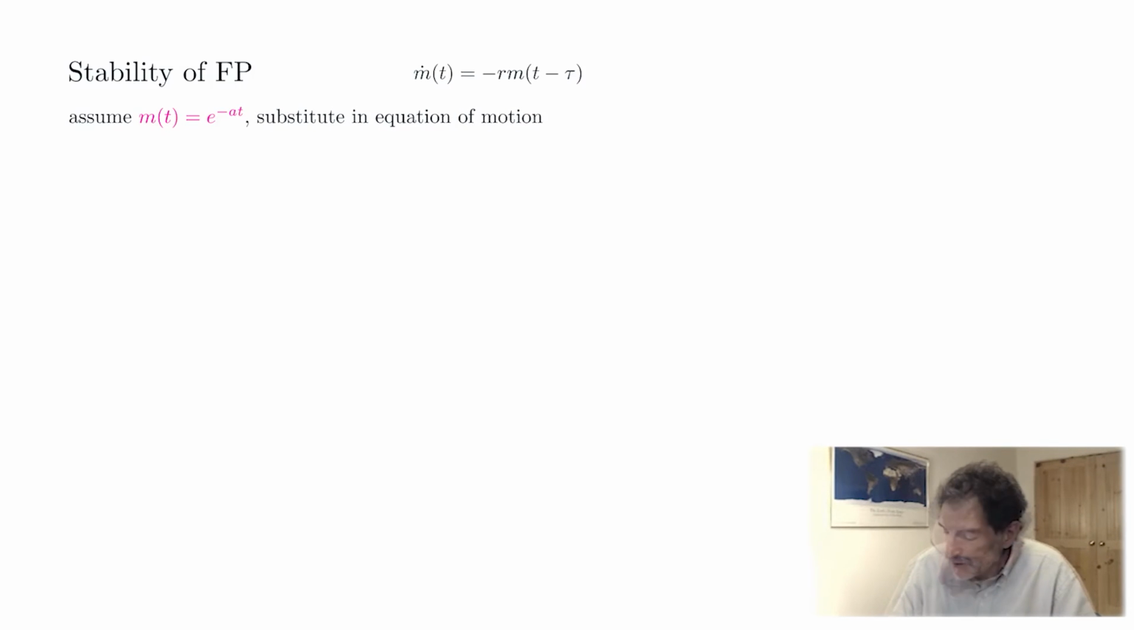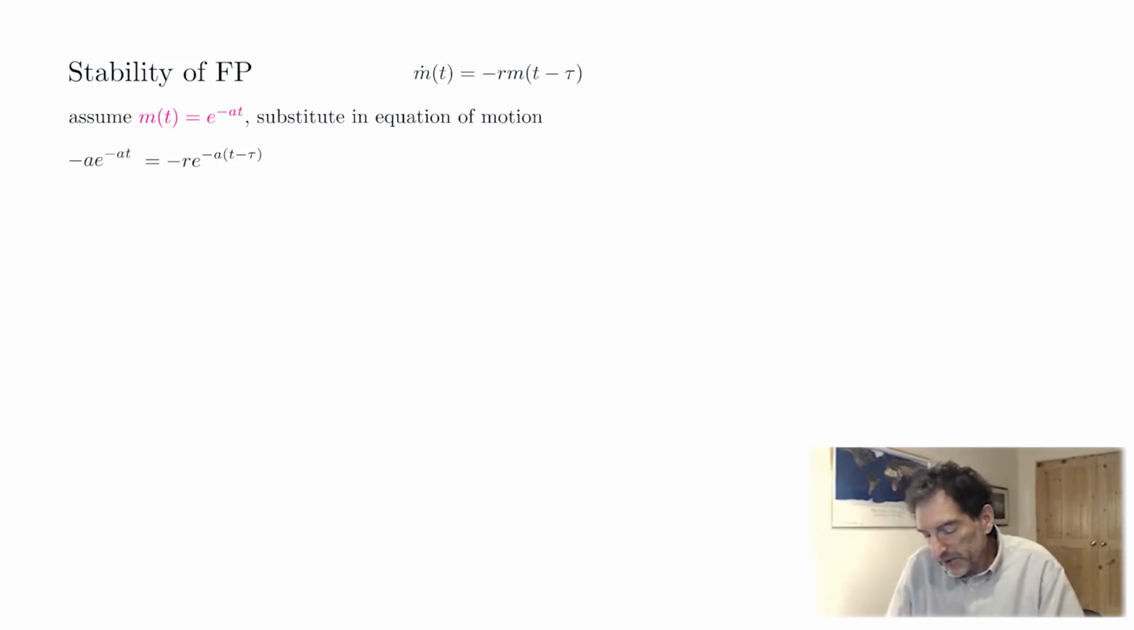equation of motion. If we do that, on the left-hand side we have m dot, so that's equal to minus a e to the minus at. And on the right-hand side, we have minus r e to the minus a (t minus tau). So we can cancel an overall factor e to the minus at and the minus sign. And what we get from this is the following relation between a, the decay rate, and the parameters of the system: a is equal to r e to the a tau.